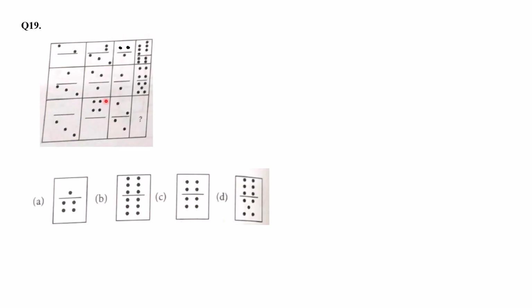Now here what you have to see? 4 plus 2. 6 dots on the top. Now 6 dots on the top is only on B and D. Let's see the down one. 3 plus 2, 5 dots. 5 dots is only on D option. So D is the correct option. Okay, moving to next question.